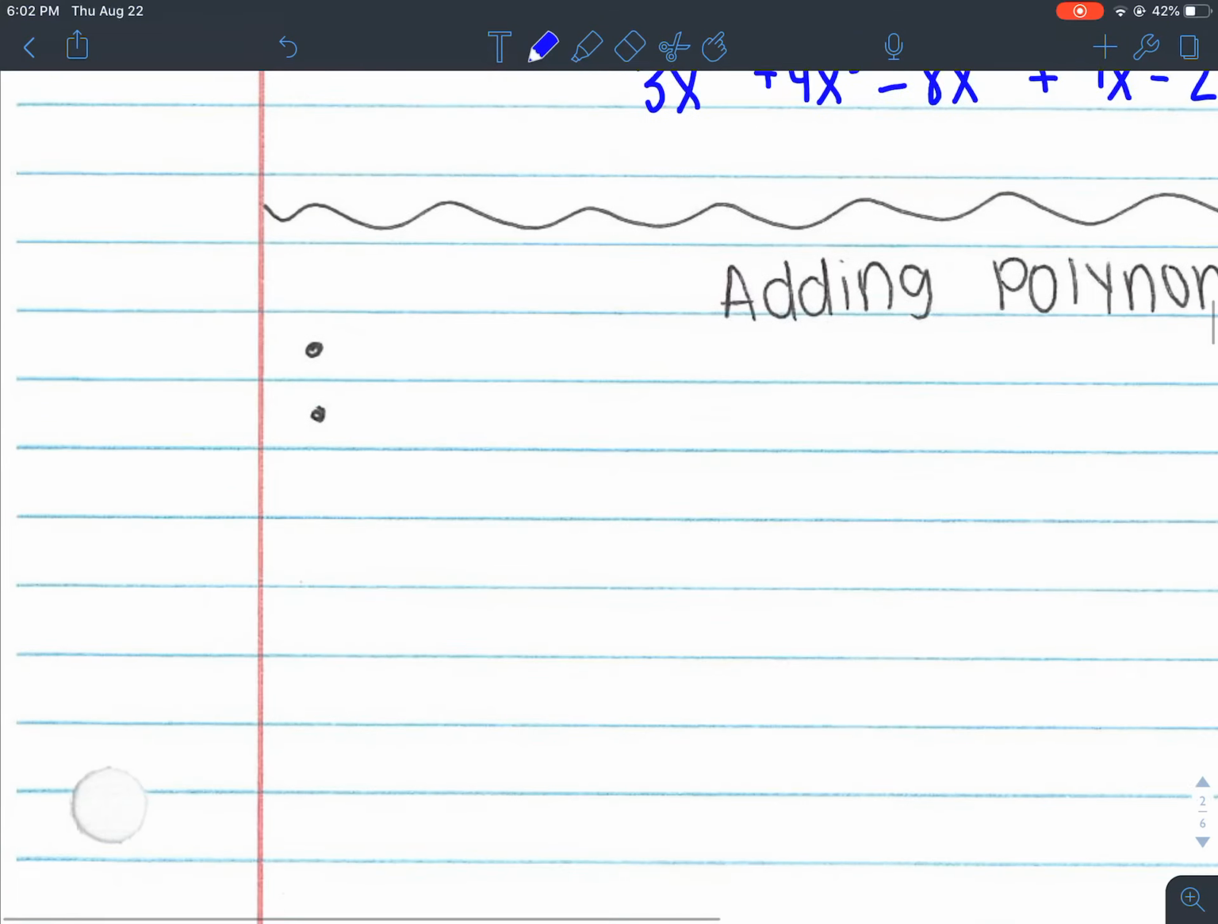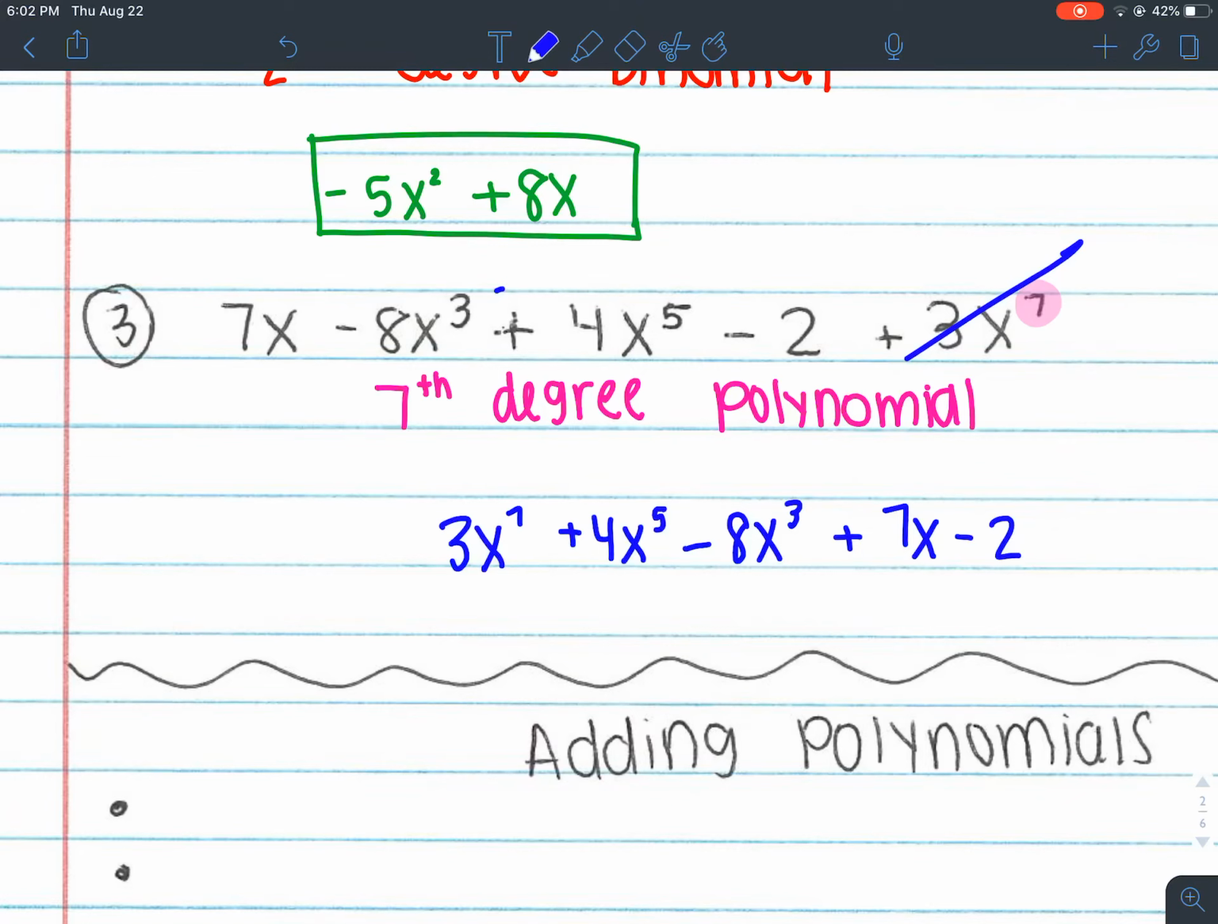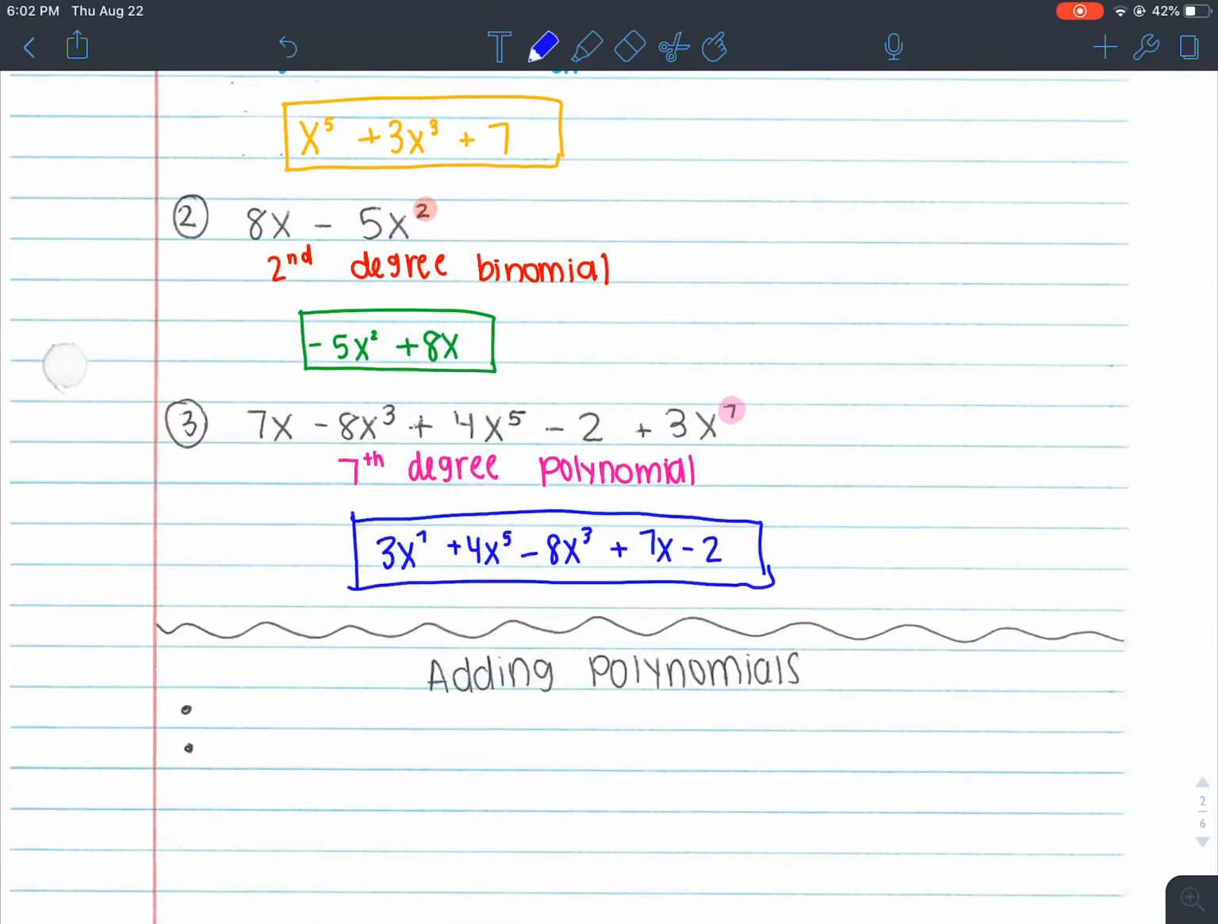And if it helps, you can go ahead and cross out the ones that you've used, right? So if that helps you narrow down which ones you've used, go ahead and do that. So this would be our standard form for this polynomial here.